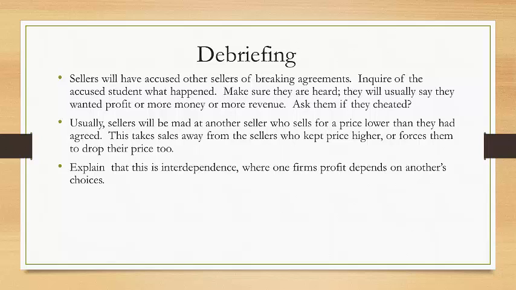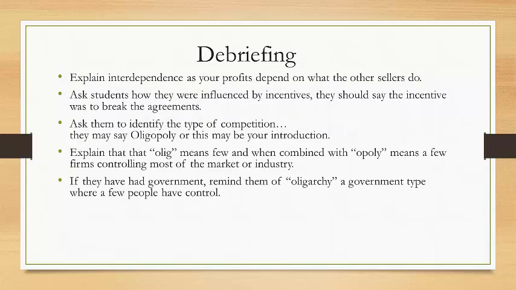Explain that this is interdependence. When your profits depend on another seller's choices, that is interdependence. Ask students if there were incentives to keep or break agreements. Ask students what type of competition this illustrated. Explain that it is oligopoly. Explain the roots of the word, that is, O-L-I-G, olig, means few.